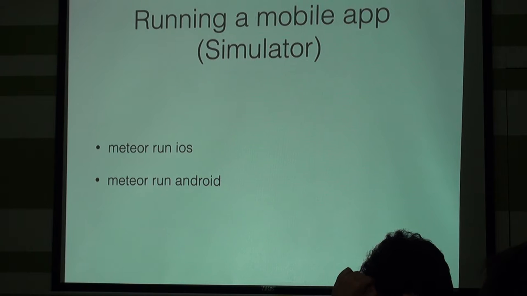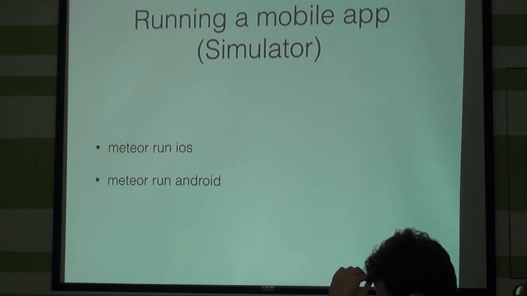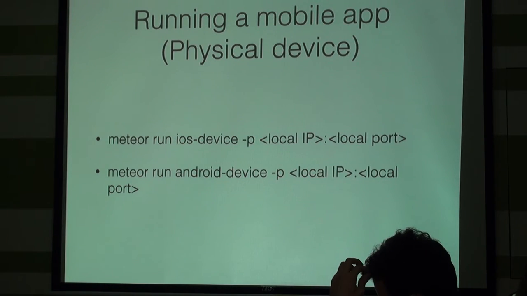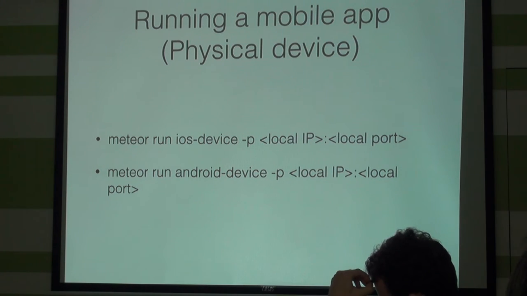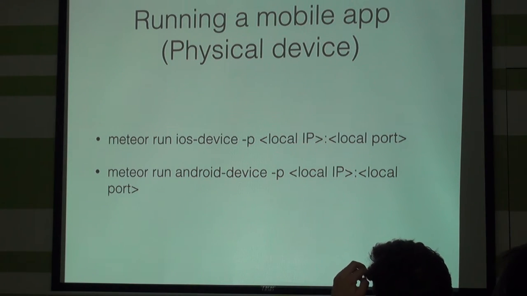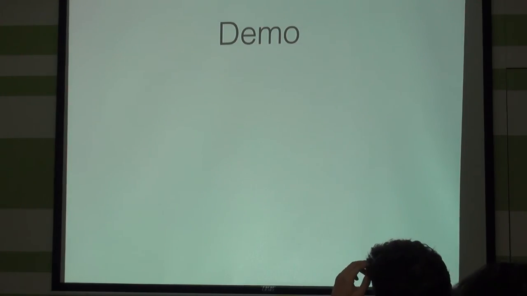Then there are two ways to run it as a mobile app. The first one is the simulator. The other one is to run it on your physical device directly. So if you have an iPhone, you can connect the iPhone to your Xcode, then you can run your Meteor app on your iPhone directly. So let's have a quick demo.